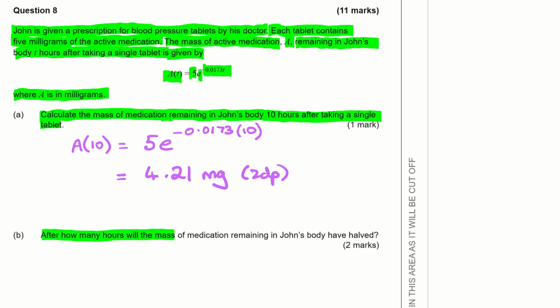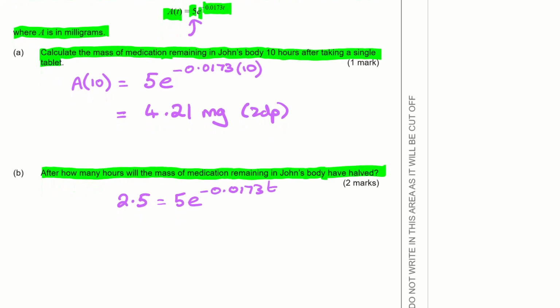After how many hours will the mass of medication remaining in John's body have halved? Well, if it starts off as 5, we can do that by putting A equals 2.5, so that's half, and that's going to be 5e to the negative 0.0173 T, or if you like, e to the negative 0.0173 T is equal to a half, and we can just solve for that.